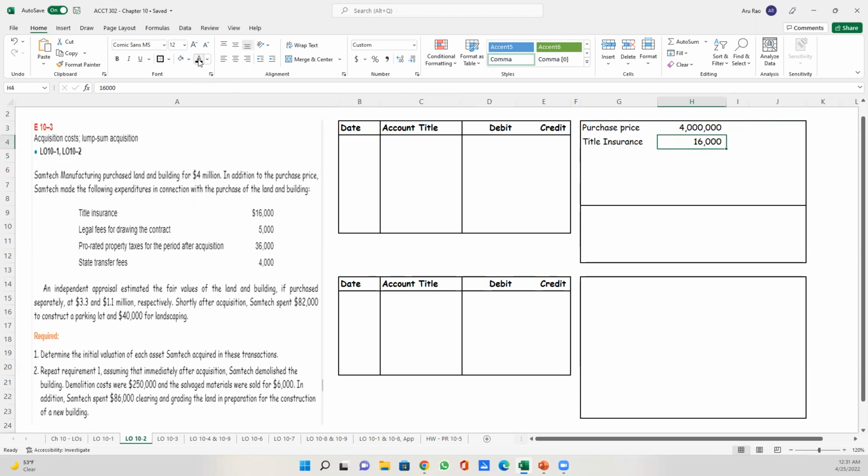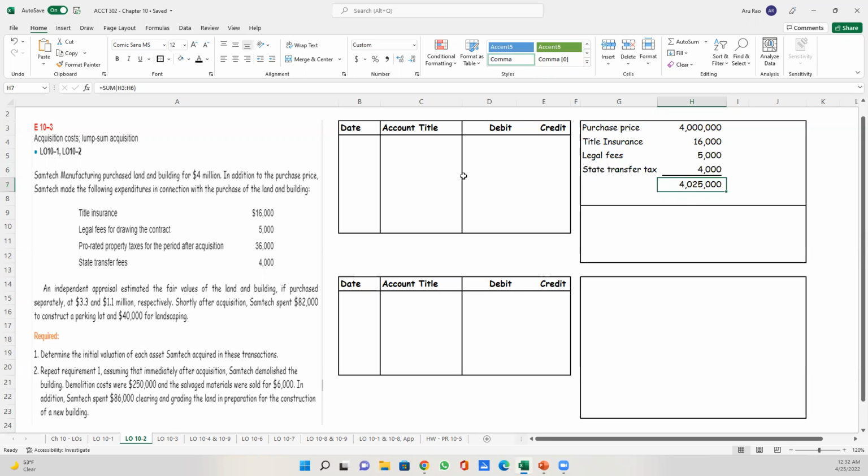We paid $16,000 for the title insurance, a one-time cost. Legal fees, $5,000. The $36,000 will not be included because it is after acquisition. Property tax is an ongoing expenditure. If it was anything relating to prior to the purchase, that is, if it was outstanding debt, we include it on the cost of the asset, but this is going to be excluded. The next we're going to include is the state transfer tax that gets included. So we have spent a total of $4,025,000. That's how much cash we have paid.